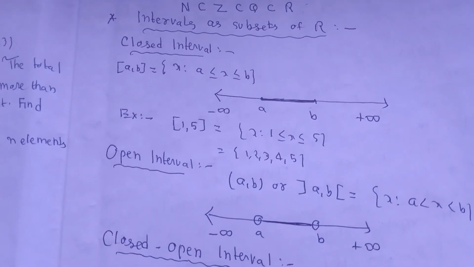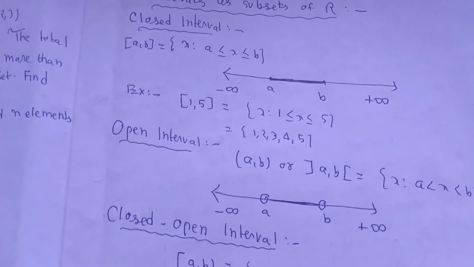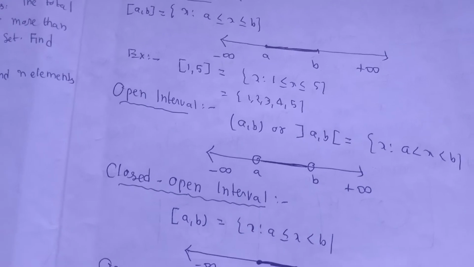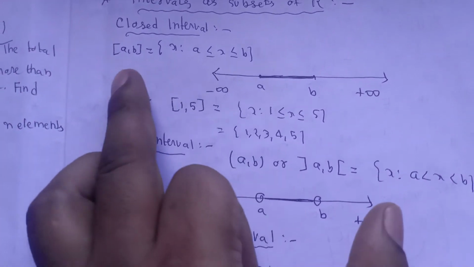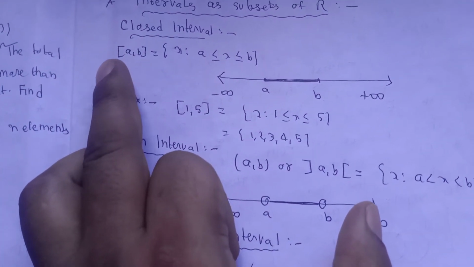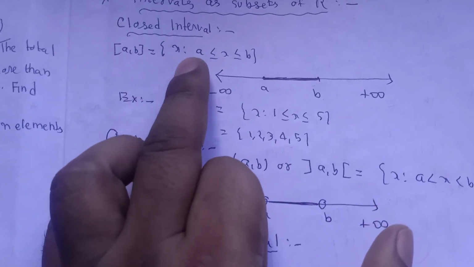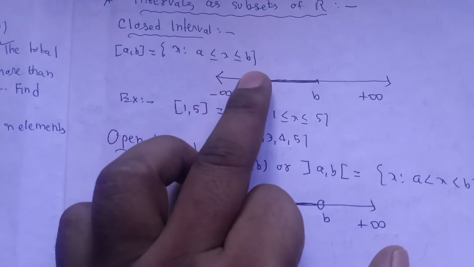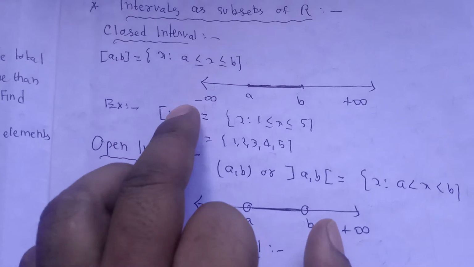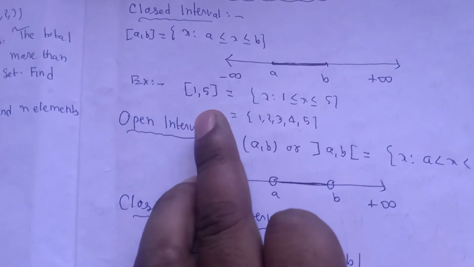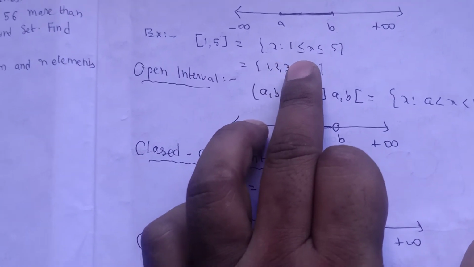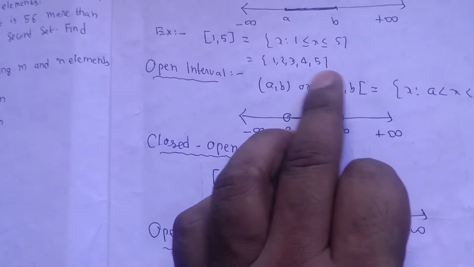Interval as a subset of R. There are four types of interval: closed interval, open interval, closed-open interval and open-closed interval. Closed interval is denoted by square brackets: [a, b] is the set of x such that a less than or equal to x less than or equal to b. This is the closed interval. For example, [1, 5] is x such that 1 less than or equal to x less than or equal to 5: 1, 2, 3, 4, 5.